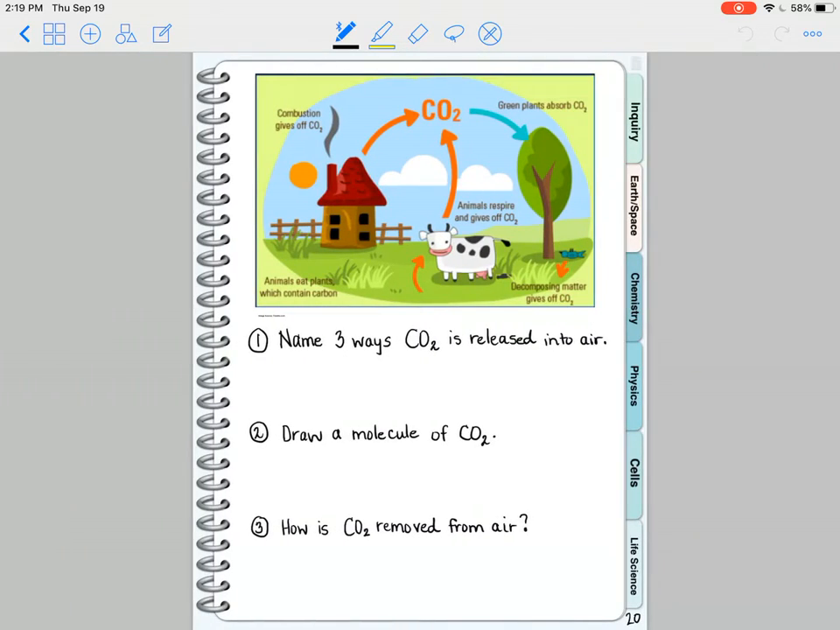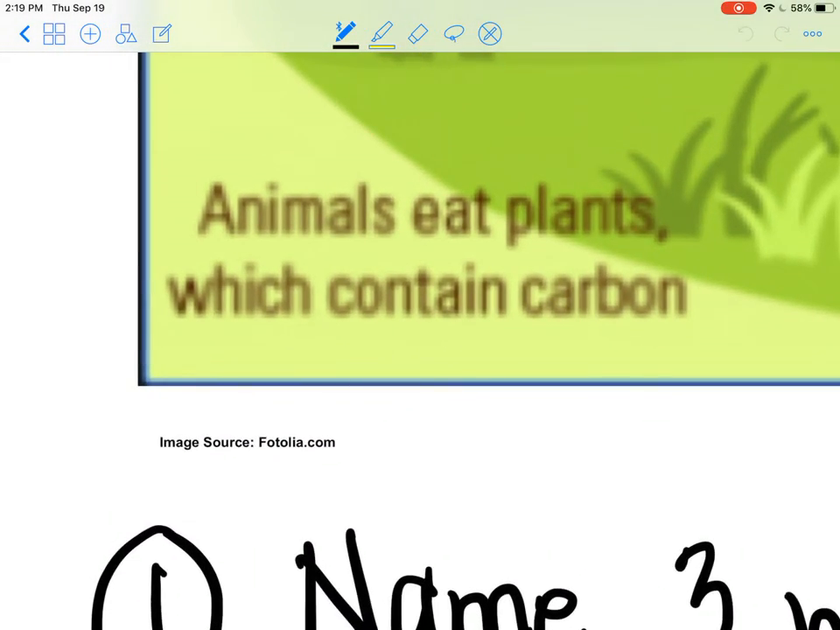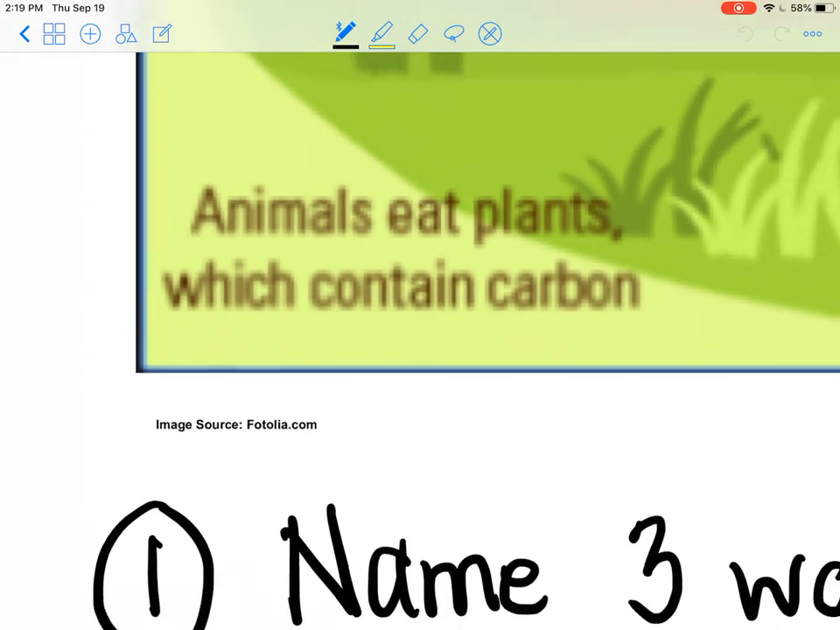Okay, we're looking at the carbon cycle in this diagram. And I want to cite the source. It's hard to read. The image source is right there. Fotolia.com is where this image came from.